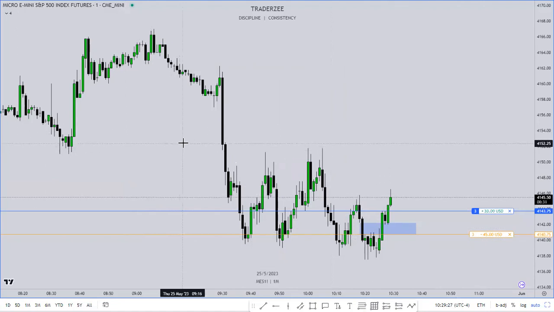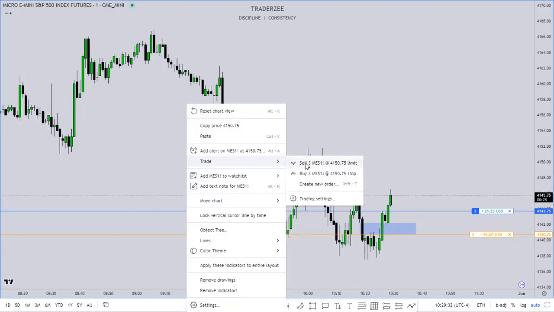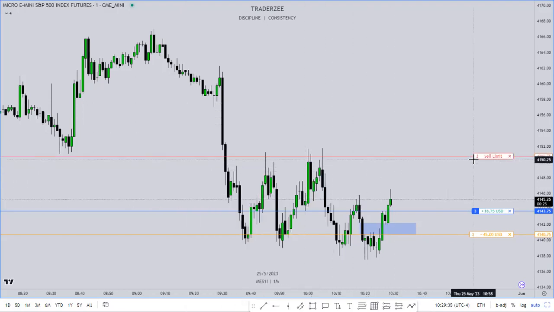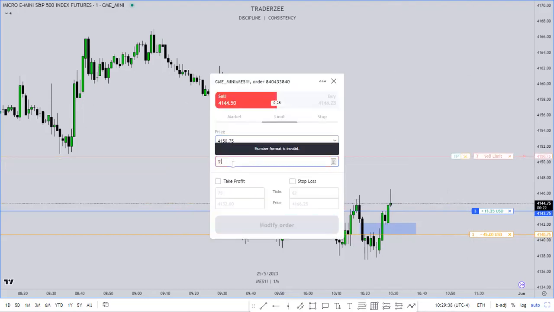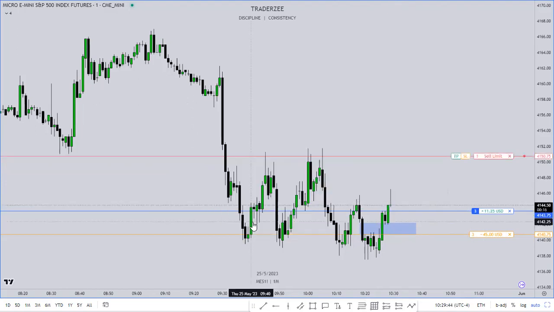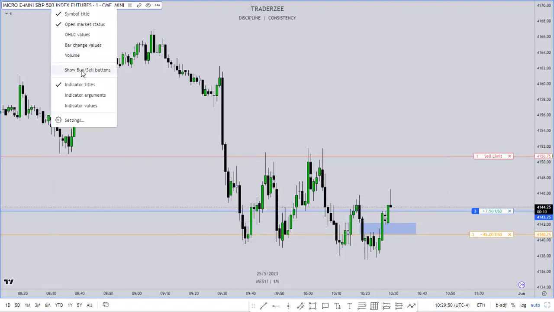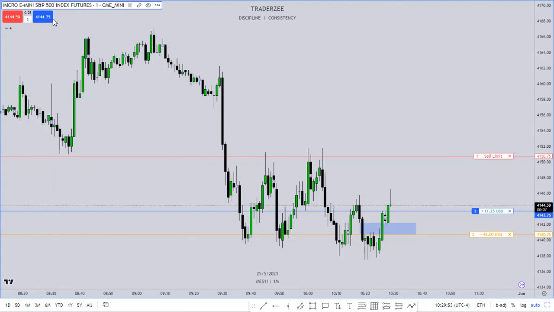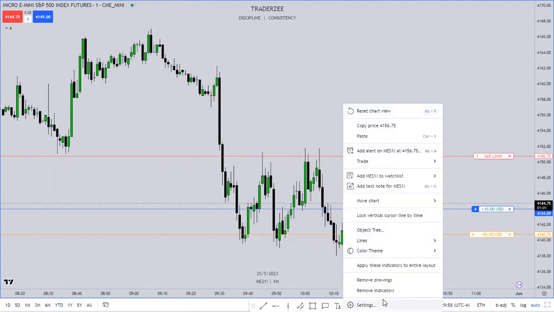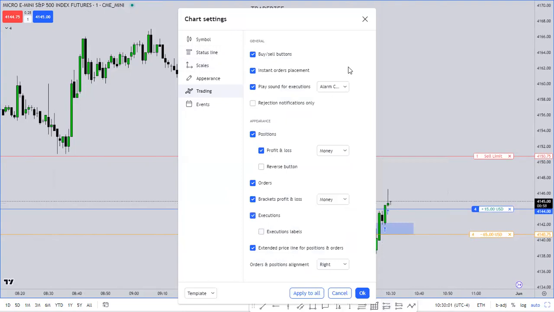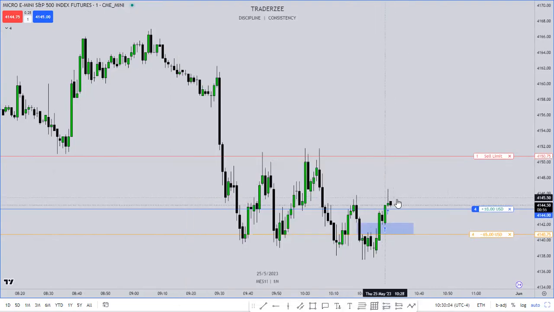I'll take a partial. First one should be here, not three, just one. I'll buy one more here. I'm expecting the consequent encroachment of this wick to be taken out, like it did.